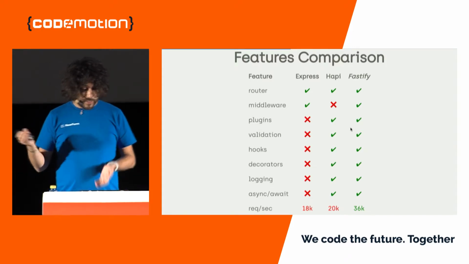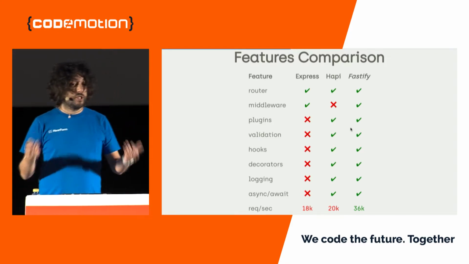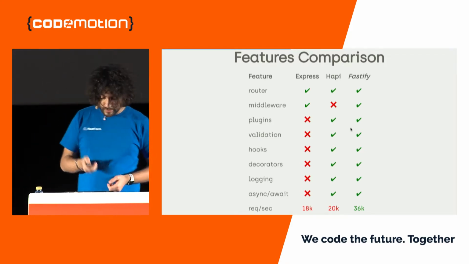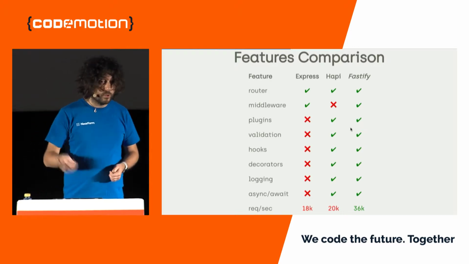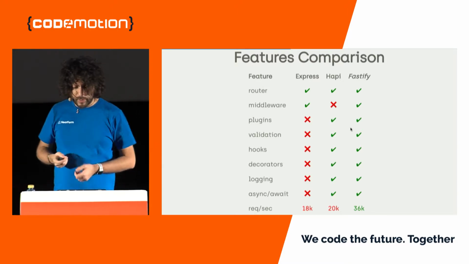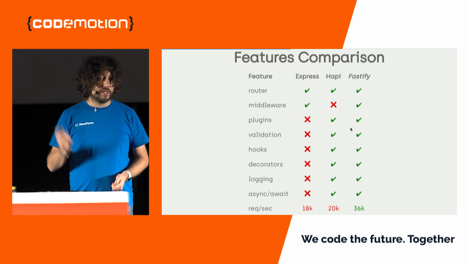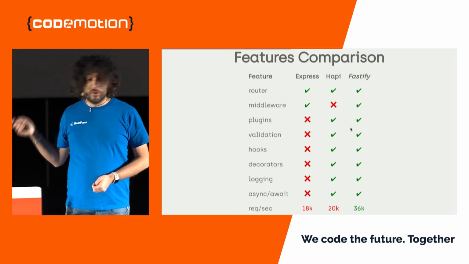We have the router, middleware, plugins, and validation, of course. The validation system is all based on JSON schema, and we'll talk a little bit more about it later. We have hooks. Fastify has a lifecycle model. It doesn't rely too much on middlewares, but we support middlewares as well. And more importantly, we support async await natively, which is actually very important.